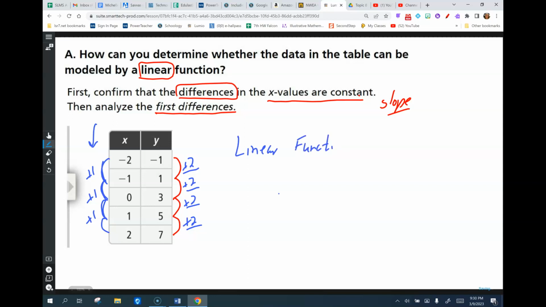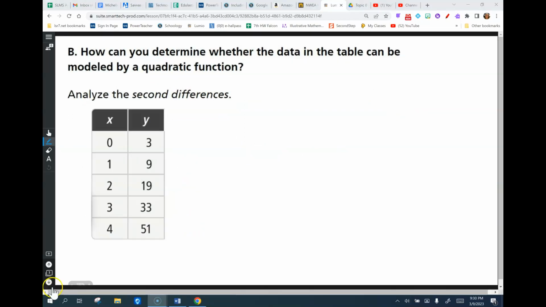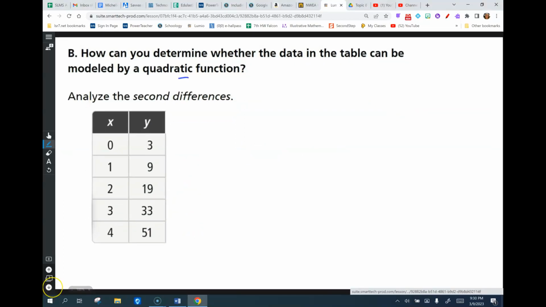This will make more sense when we get to the next problem. It's the first difference. What is this difference right here? If it's the first difference that is constant, then it's going to be a linear function. That will make more sense as we go to the next one. Now, if it is a quadratic function, then it's going to be the second difference.